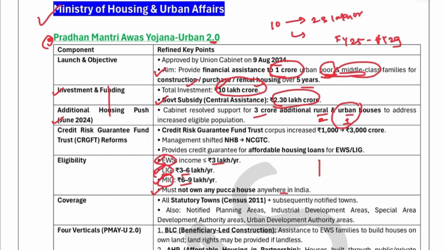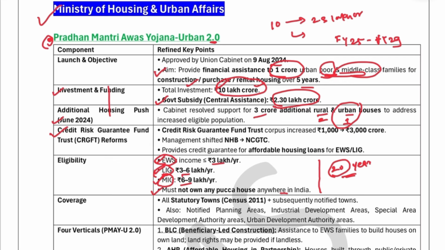And you must not own any pakka house anywhere in India. Okay, and there is one more eligibility criterion, that is you should not have availed any housing scheme benefit for the last 20 years. Okay, so this is also one of the criteria.